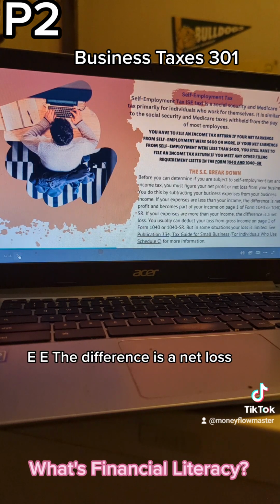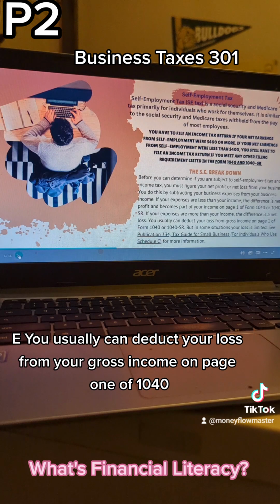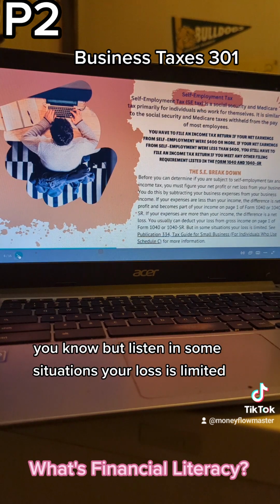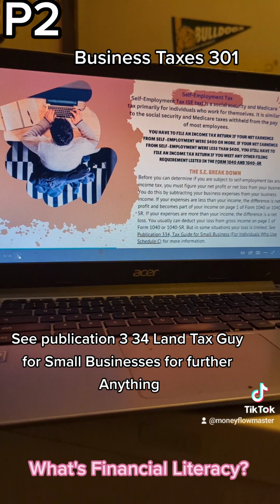Now, if your expenses are more than your income, the difference is a net loss. You usually can deduct your loss from your gross income on page 1 of 1040, but listen, in some situations, your loss is limited. See Publication 334, Tax Guide for Small Business, for further details.